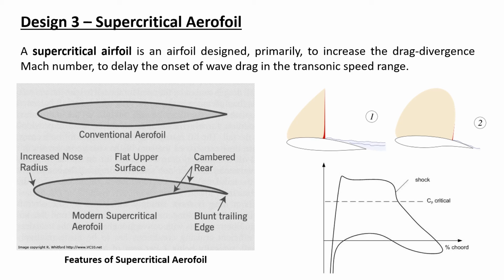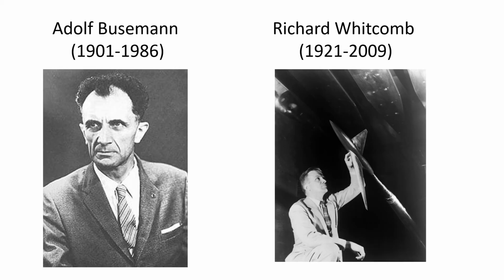Hope you can understand all the design features and their underlying mechanisms. And finally, I would like you to remember these two people. You may say, there are three designs, only two people. Why? Because one person, Richard Whitcomb, has the credits for both the area ruling and the supercritical aerofoil. So he's really important in forming the modern transonic transport aircraft.